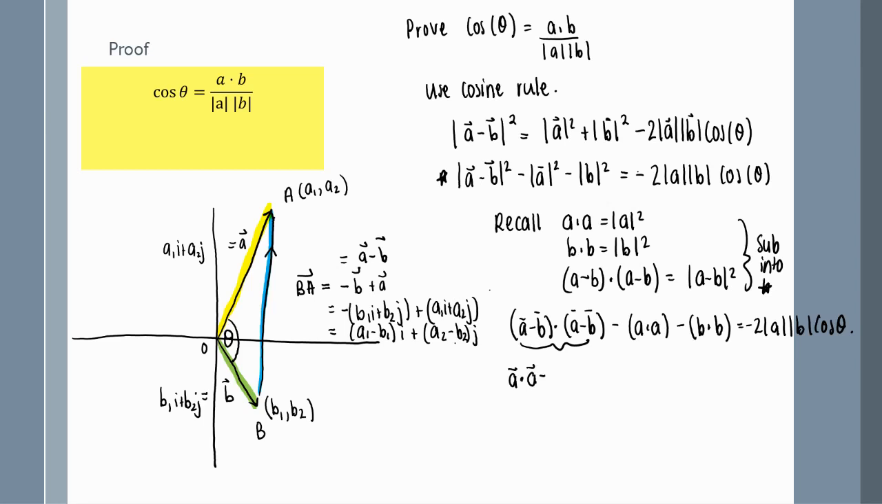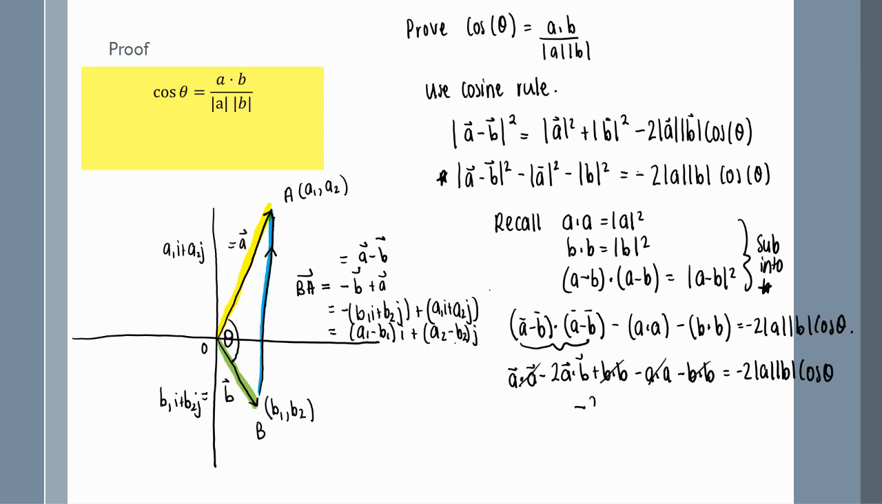We can expand (a − b) dotted with (a − b), just like using FOIL. So we'll end up with a dot a minus 2a dot b plus b dot b, because two minuses equal a plus. And then I still have the minus a dot a minus b dot b. The right-hand side, again, stays the same.